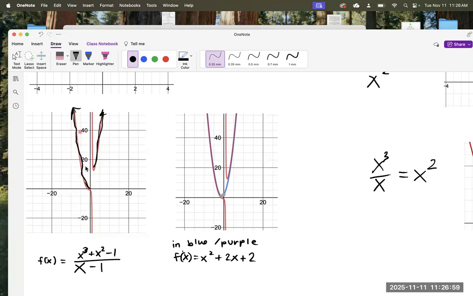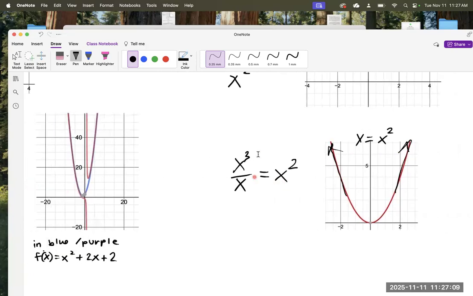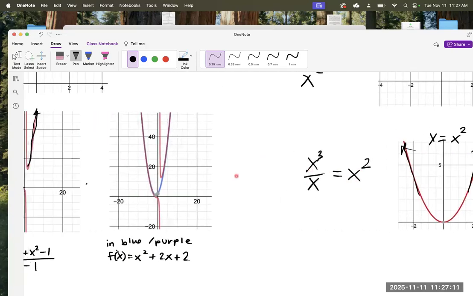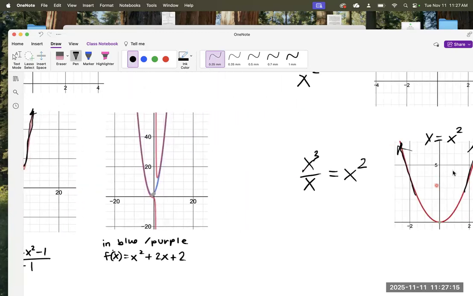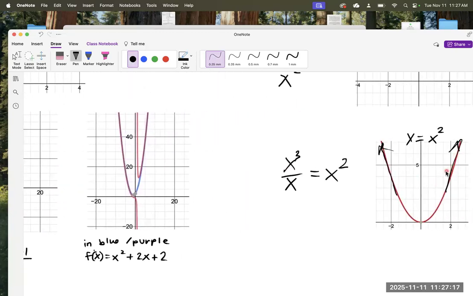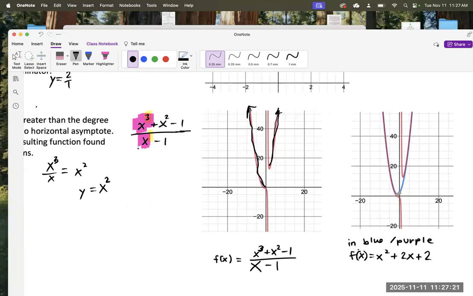And we notice that when we're just looking at these end tails, it does match the end tails of the x squared function. So that's why we can simplify our lives and just look at the ratio of the leading terms and look at what the end tails of that function look like, because they're going to mimic the end tails of this more complicated function.